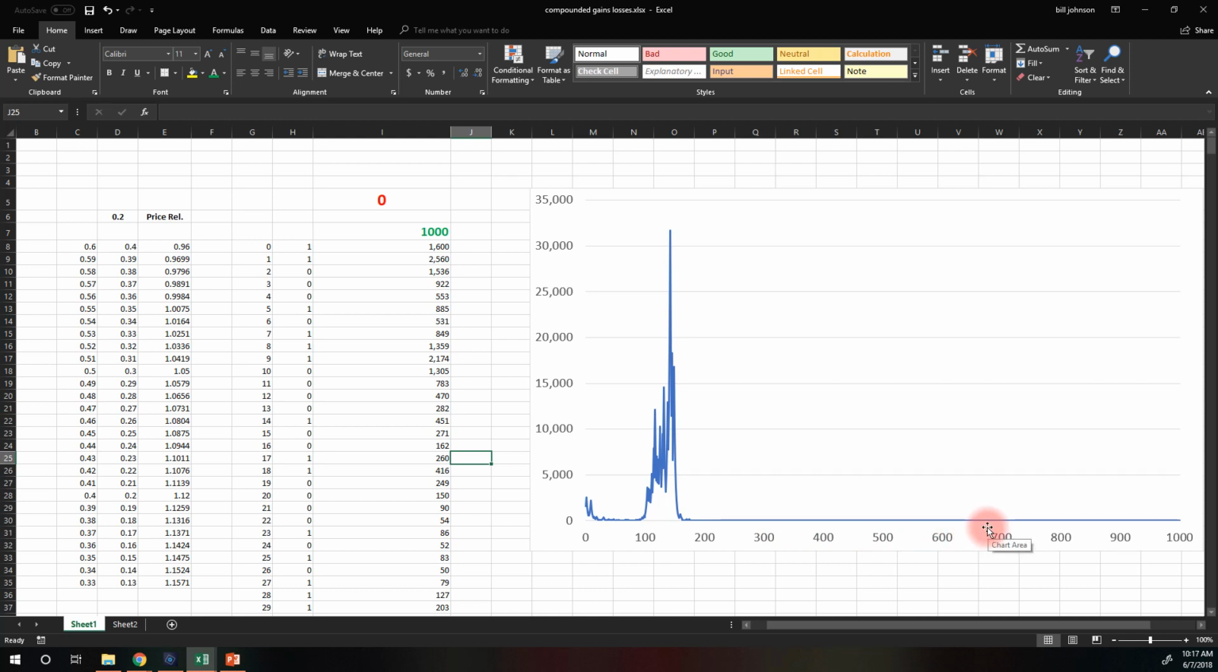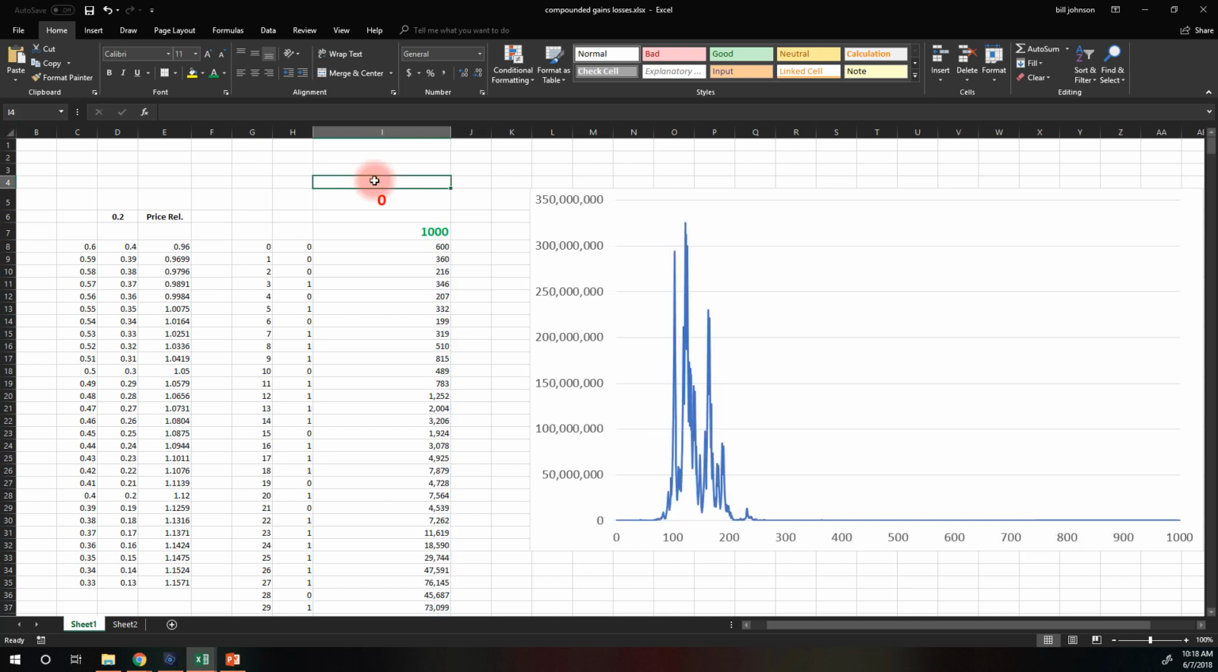Absolutely lost everything. Is it a fluke? Well, let's try it again. I'm going to hit the F9 key and recalculate it, and that just takes us into another 1,000 flips of the coin. And look at this. Wow, sometimes got up to $300,000 in here. But after a long term, we came right back down to zero. Let's try it again.